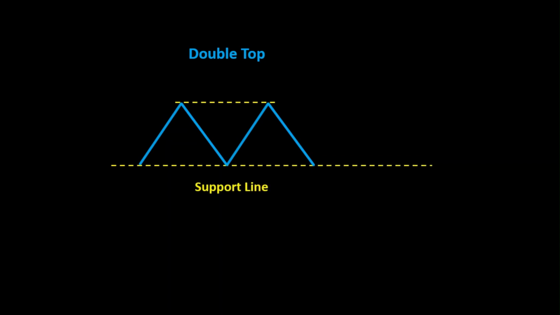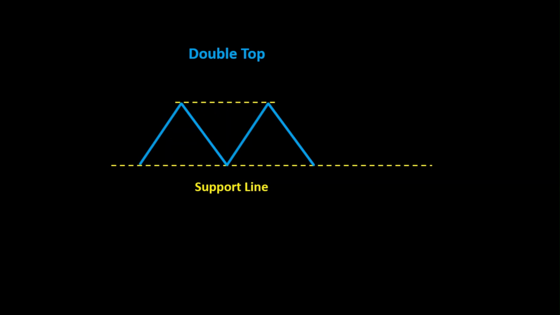The next pattern is the double top. This pattern consists of two distinct peaks formed at approximately the same price level, with a support line located below the two highs. The double top is a bearish reversal pattern that typically forms at the top of an uptrend and signals a potential shift toward a downtrend.